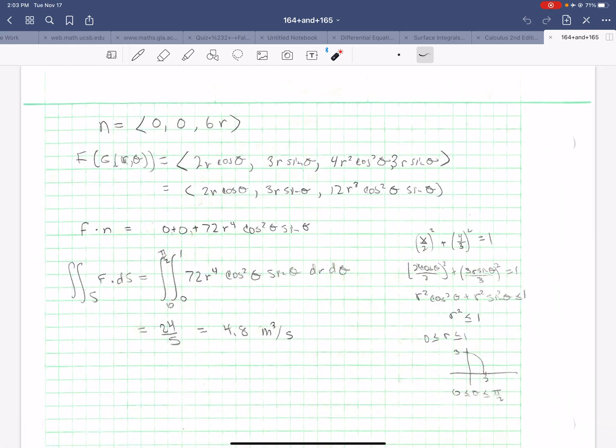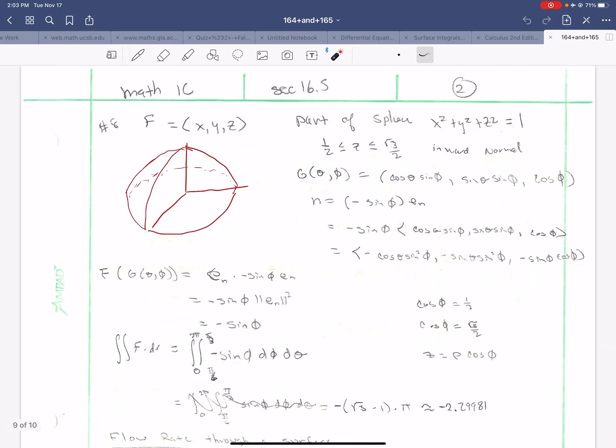All right, hang in there, guys. Like I said, the one thing I think that makes this the hardest is parameterizing that surface. And once you have that, it's just get the bounds, plug it into the vector field, and then dot it with the normal vector. And the normal vector, you just have to do a cross product. And the more you do, the quicker you're going to get. So that should help you and get you through.